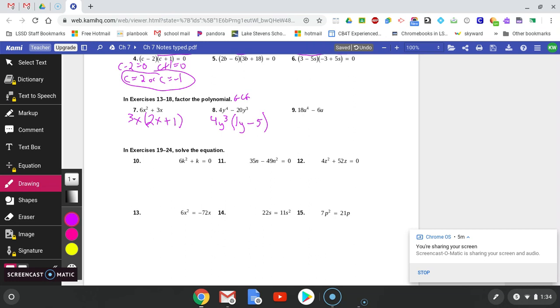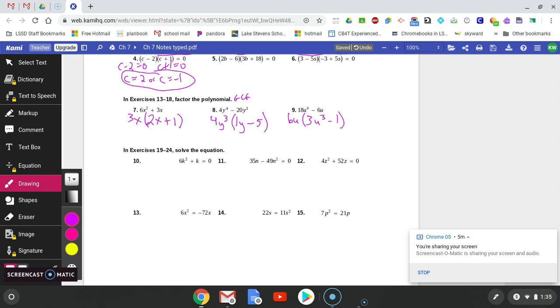Okay, so for number 9, the GCF on this one is going to be 6u. They can both be divided by 6u. So 18 divided by 6 is 3, and u to the fourth divided by u is u to the third. Minus 6u divided by 6u is 1.